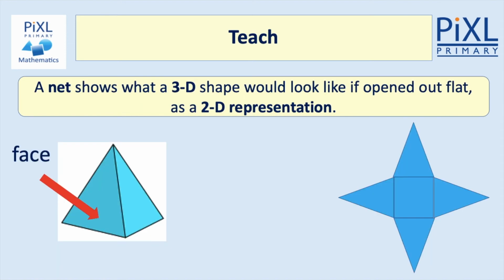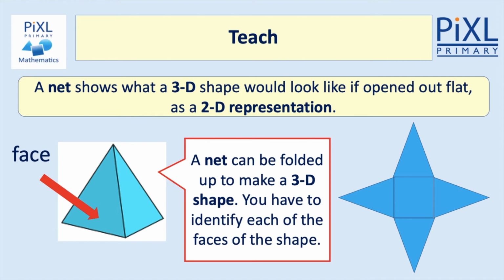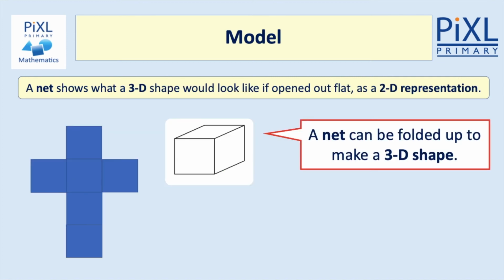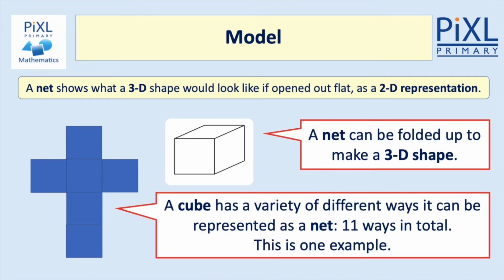A net shows what a 3D shape would look like if opened out flat as a 2D representation. So you can see here we've got a square-based pyramid, and on the right-hand side that's what it would be like opened out flat. A net can be folded up to make a 3D shape. You have to identify the faces of the shape. A cube has a variety of different ways it can be represented as a net, 11 ways in total. This is one example, so if this blue shape were to be printed off and folded up all together, it would make a cube.